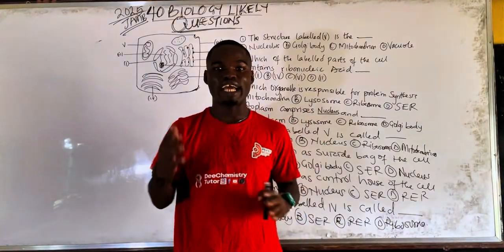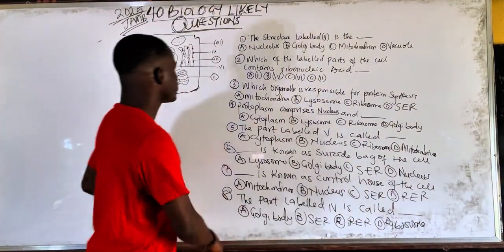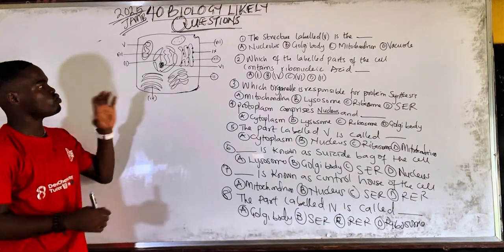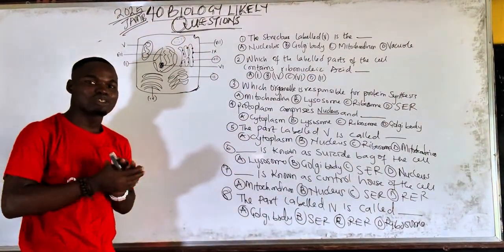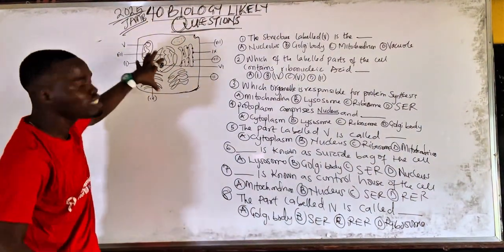Here are 40 biology likely JAMB questions. Okay, let's get into it. So the number one question states, we are given a particular structure or label like this. Of course, first of all, you want to know that this is an animal cell, right?